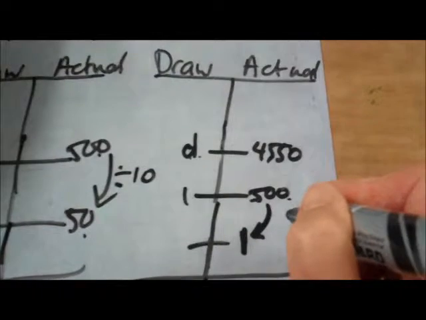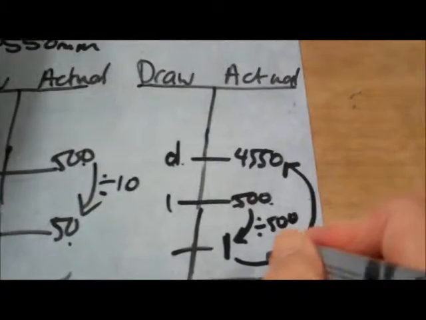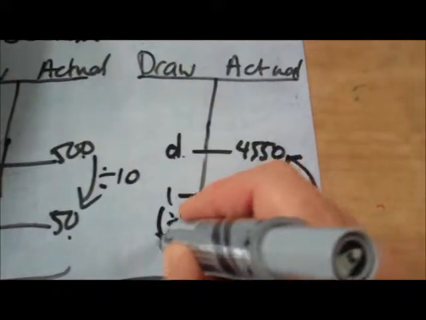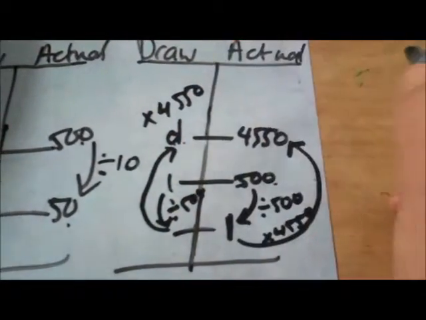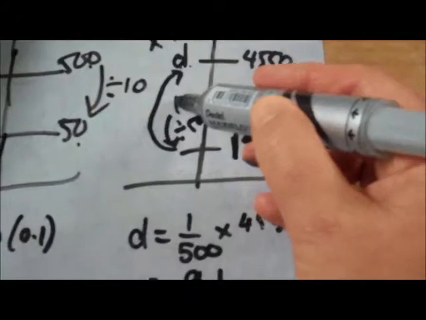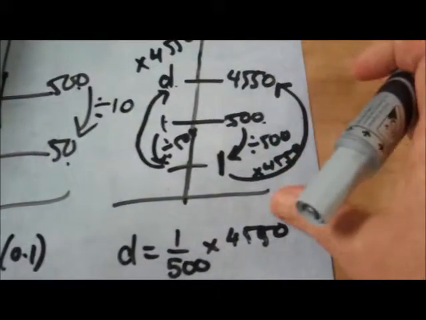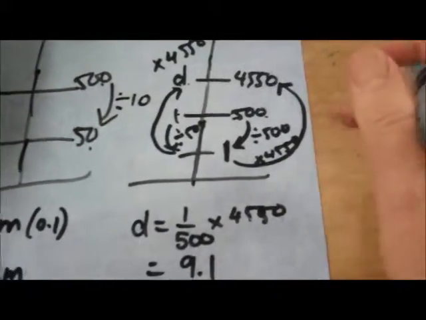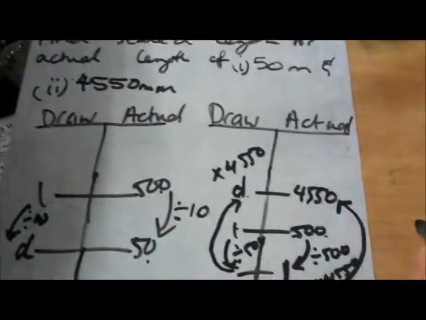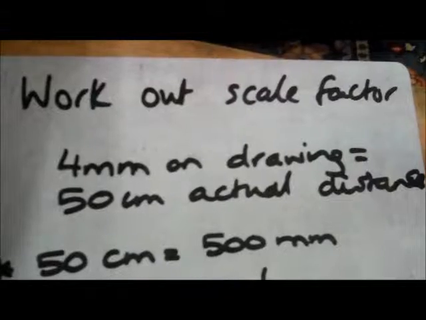How did I go from 500 to 1? Well, I divided by 500. How did I go from 1 to 4,550? I've multiplied by 4,550. I'm going to do exactly the same over here. Divide by 500 and then multiply by 4,550. So what that looks like, let's follow the arrows back, is 1 divided by 500 and then multiplied by 4,550. That's how I'm going to work out what the scale drawing is going to be. So when you do that, you use a calculator and you'll get 9.1. So that means when the original question was in millimetres, the drawing is going to be 9.1 millimetres.